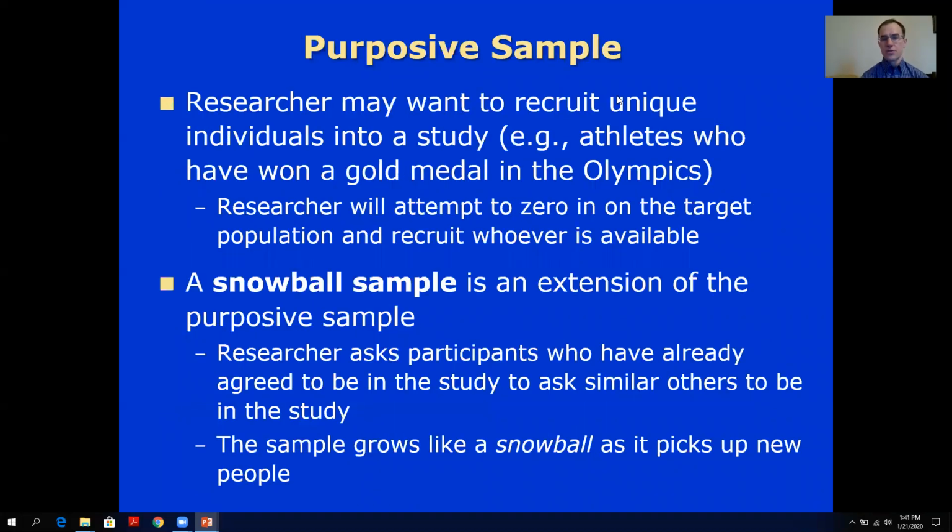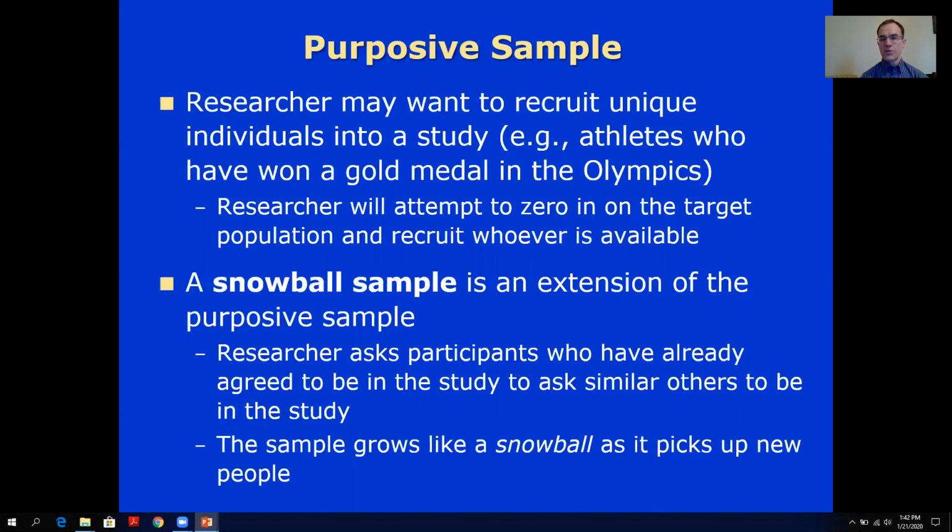Another type of sampling is called purposive sampling. Researchers may want to recruit unique individuals into a study, for example, athletes who have won a gold medal in the Olympics. You can imagine this population would be very difficult to find. So the researcher will attempt to zero in on the target population and recruit whoever is available. Again, you're trying to purposefully find those individuals who would qualify for your study because of the unique characteristics of the population you're looking for.